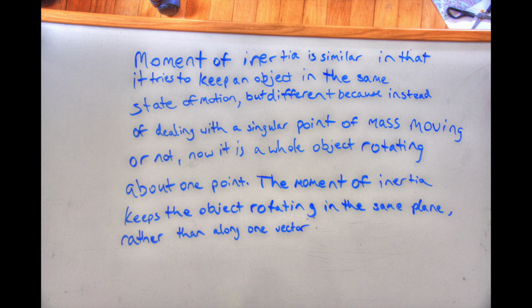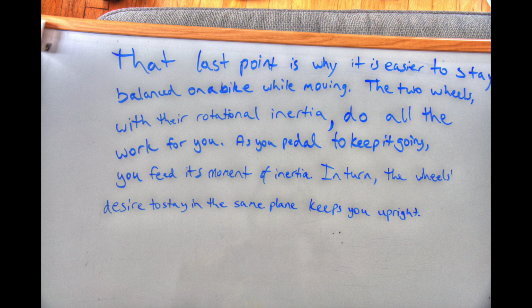Moment of inertia is similar in that it tries to keep an object in the same state of motion, but different because instead of dealing with a singular point of mass moving or not, now it is a whole object rotating about one point. The moment of inertia keeps the object rotating in the same plane rather than along one vector. That last point is why it is easier to stay balanced on a bike while moving.